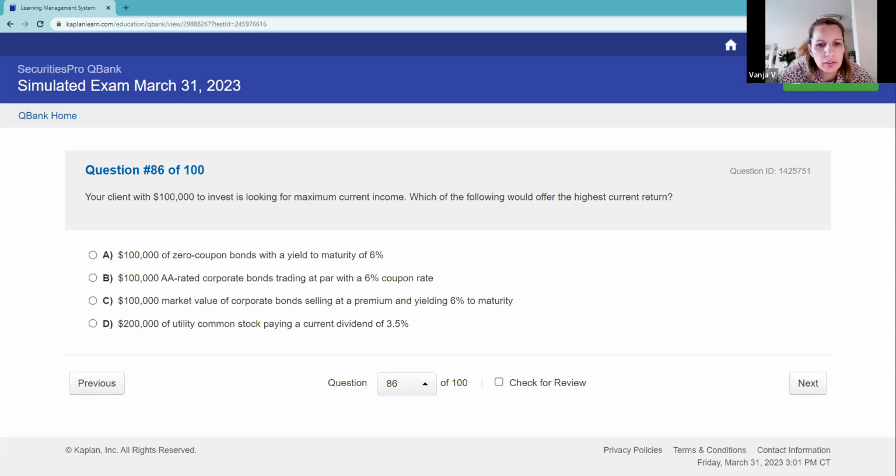Corporate bond trading at par. Okay, it would only give him what he invested plus the interest.